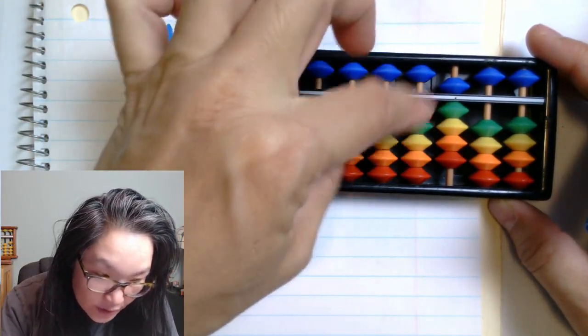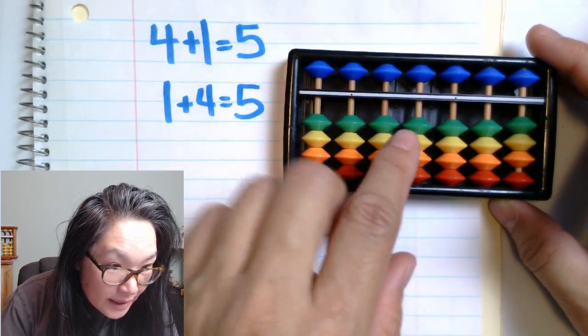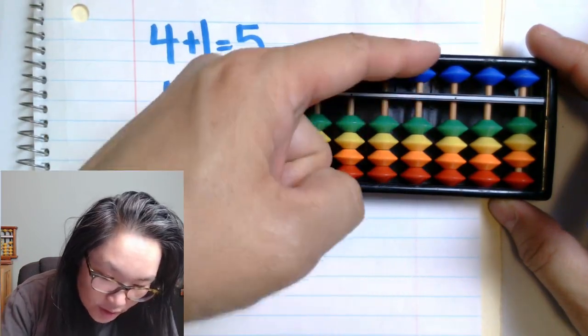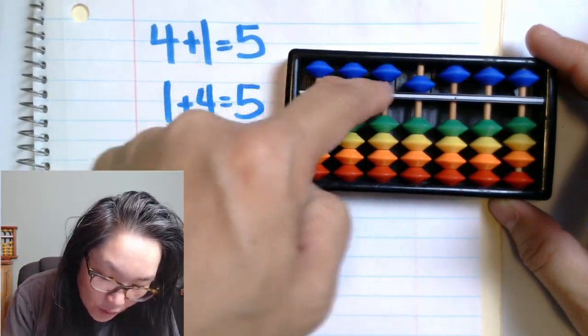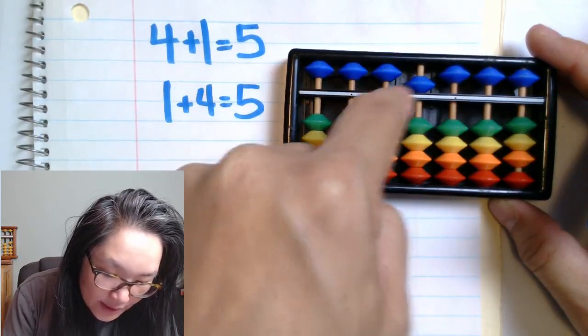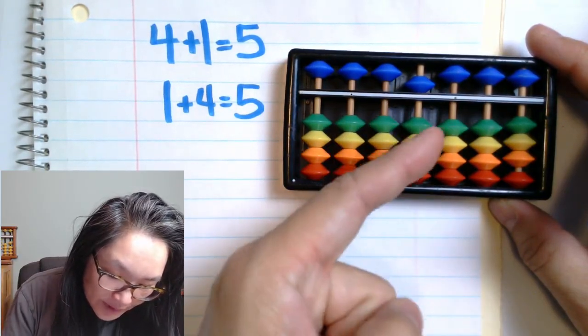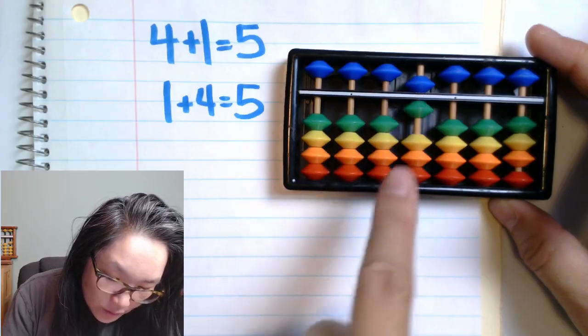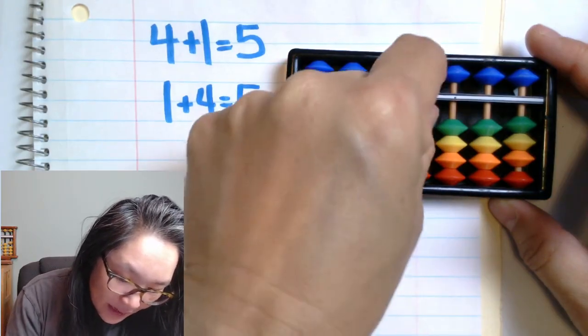And then if I want to do 10, the top bead is down when you add it. When the top bead comes down to the horizontal bar, it will be counted. But the bottom beads have to go up. So when the bottom bead goes up, now they're being counted.